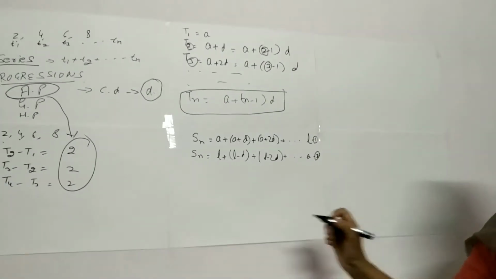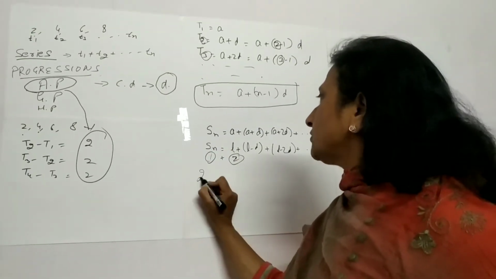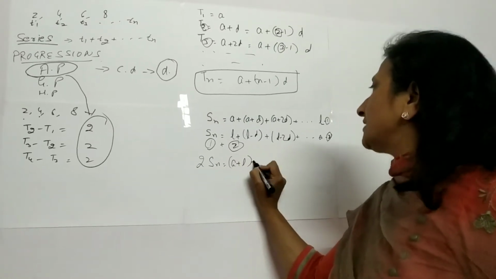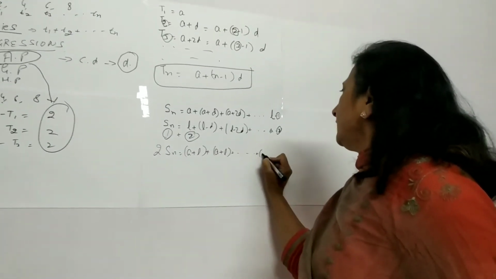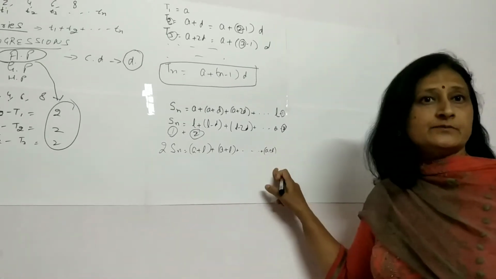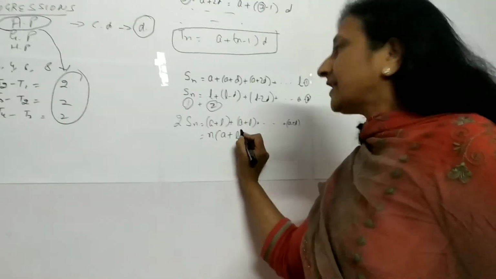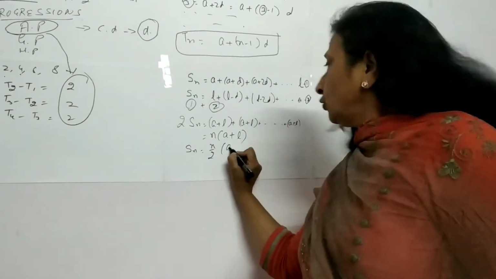Now adding 1 and 2, what we will get? 1 plus 2, we will get twice of Sn. So what we'll get? A plus L. Likewise continuing, this will be again A plus L. Likewise so on, it will be A plus L up to n times. So the sum of all these terms will be simply n into A plus L. So hence Sn will be n by 2 into A plus L.